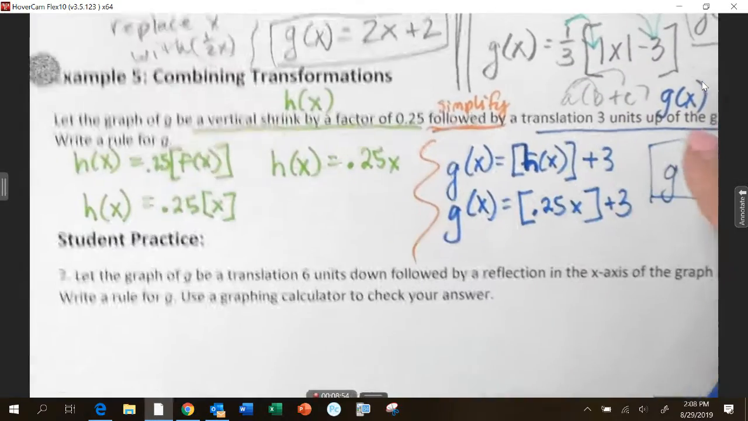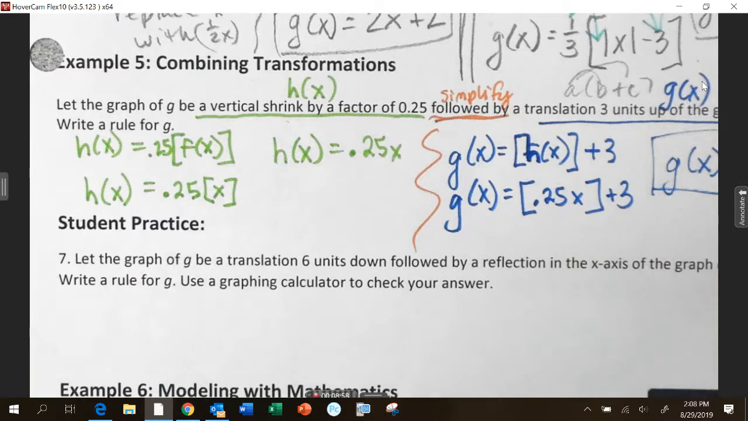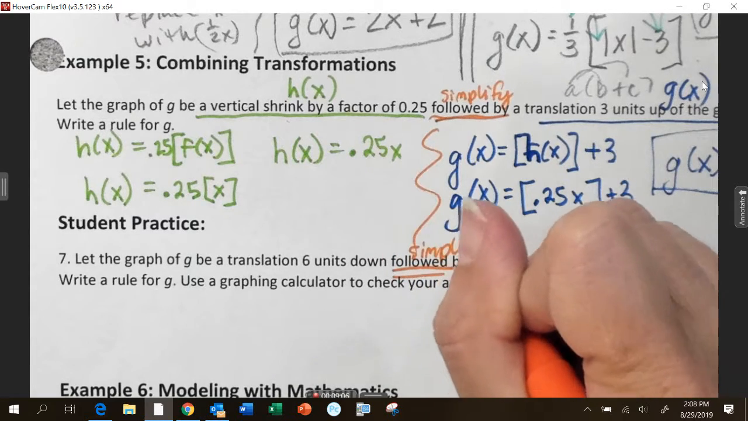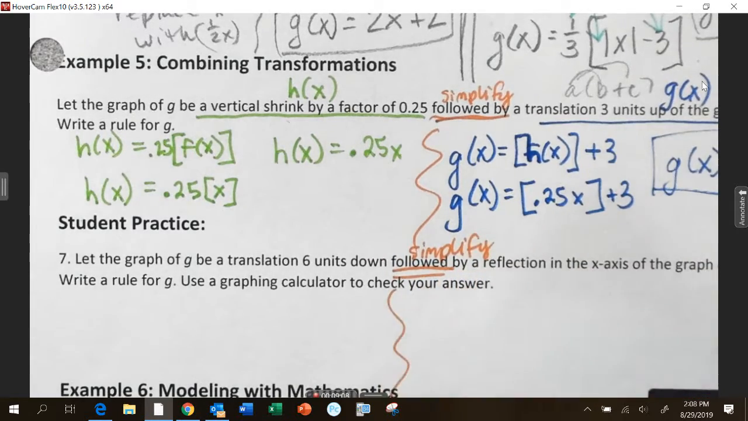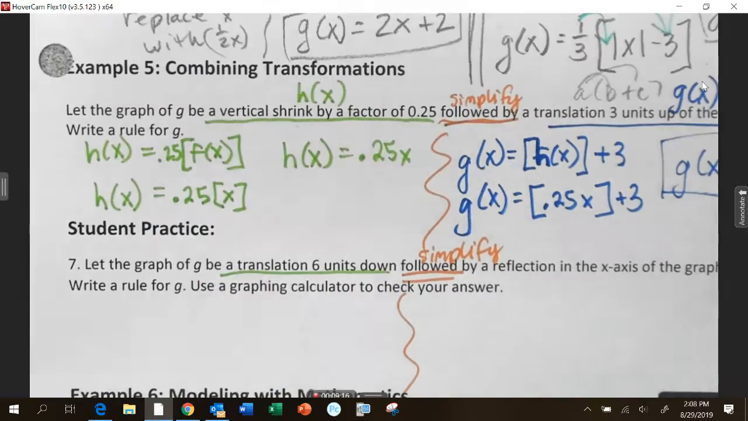So we're going to do another one like that, where there's 2 transformations happening. You have to separate them and do them in pieces. So I look for the followed by, which means simplify. And that's going to kind of divide up my 2 sections. Translation of 6 units down.